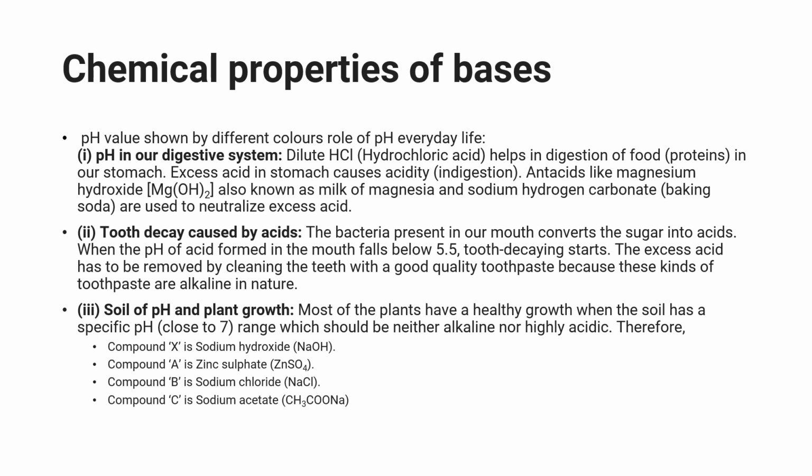Soil pH and plant growth. Most plants have healthy growth when the soil has a specific pH which is close to 7, which should be neither alkaline nor highly acidic. Therefore, compound X is sodium hydroxide, compound A is zinc sulfate, compound B is sodium chloride, and compound C is sodium acetate.